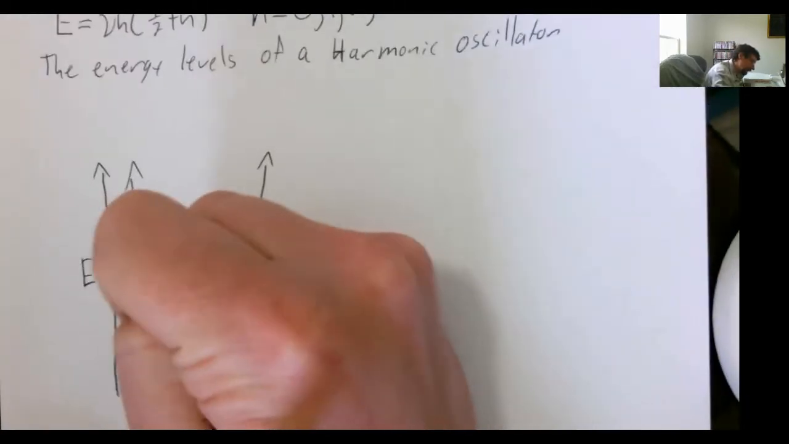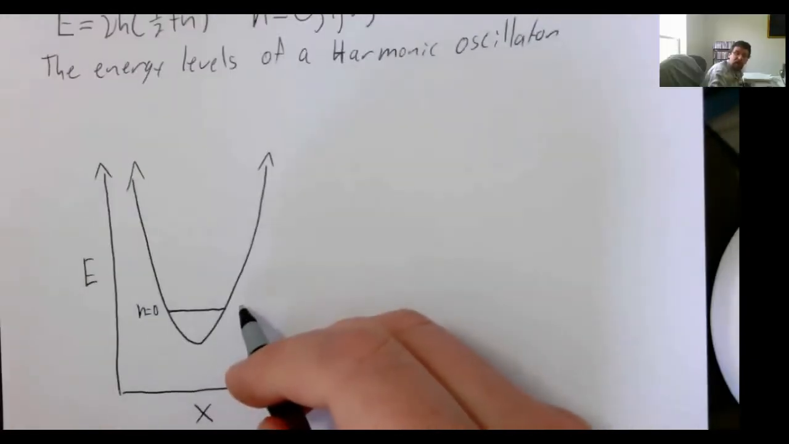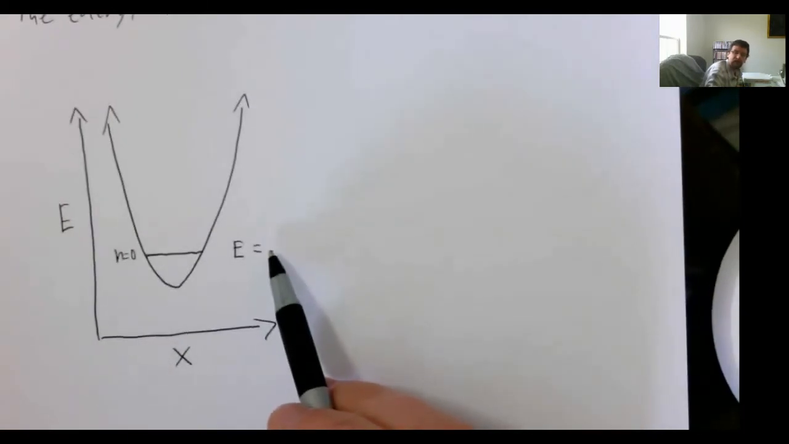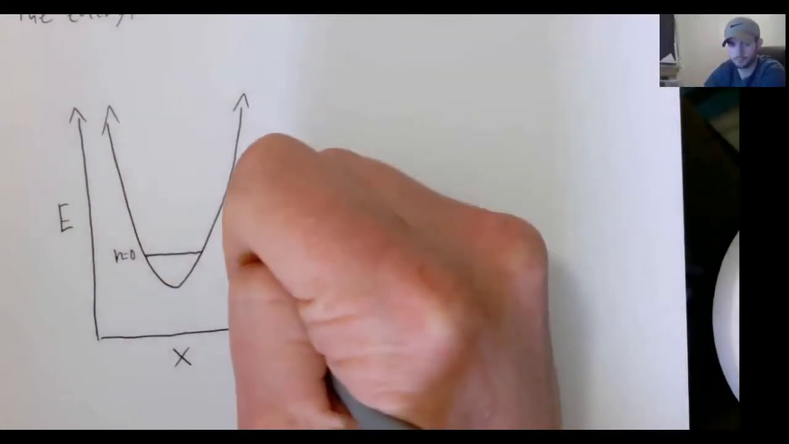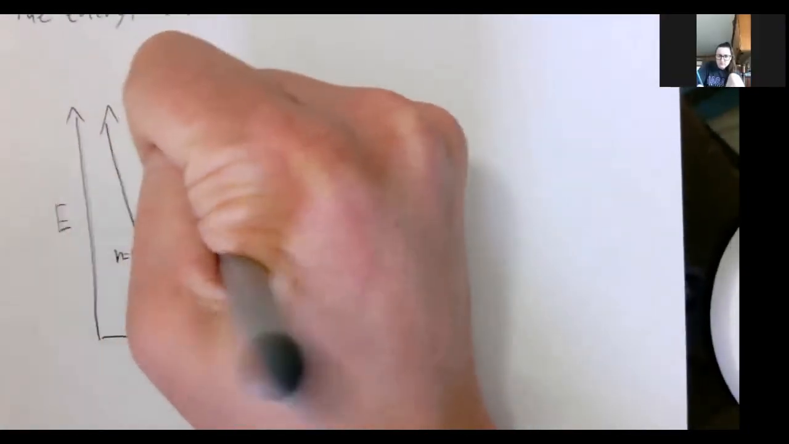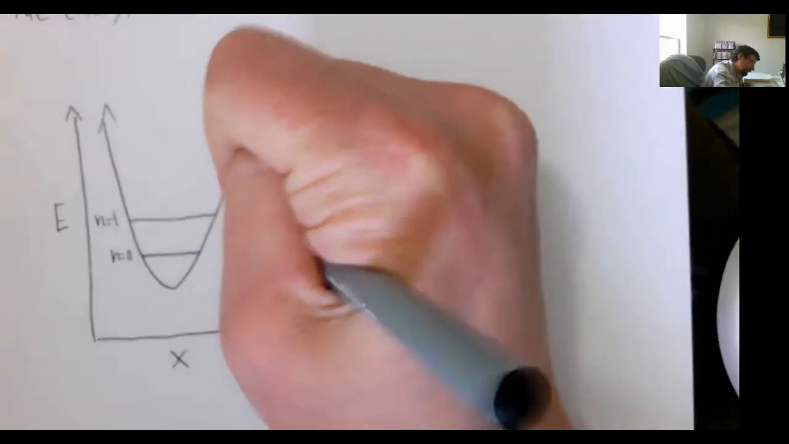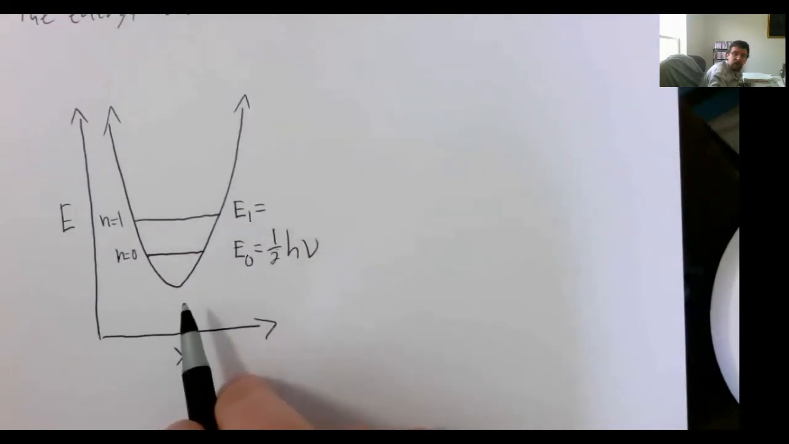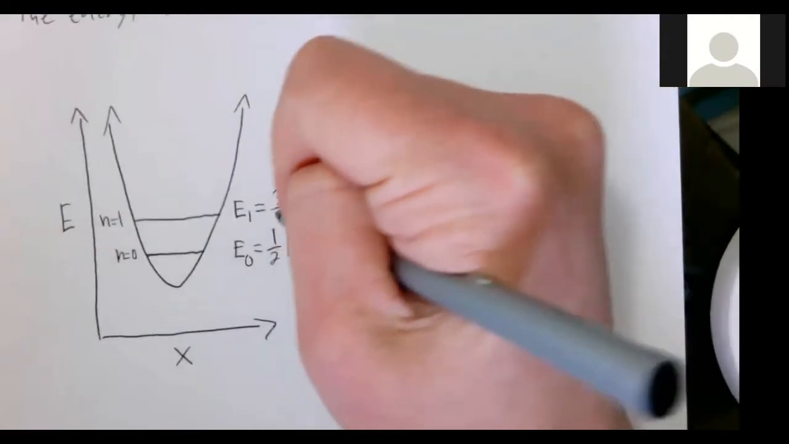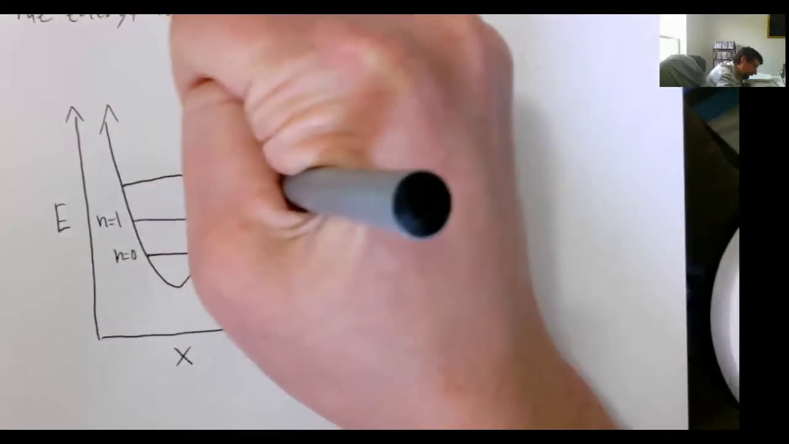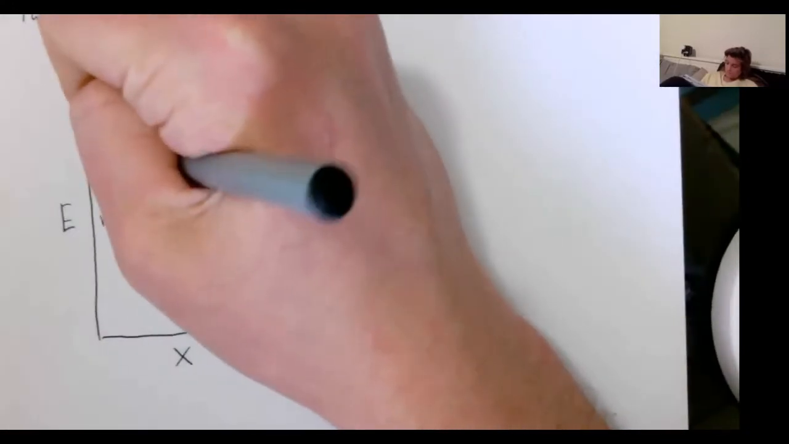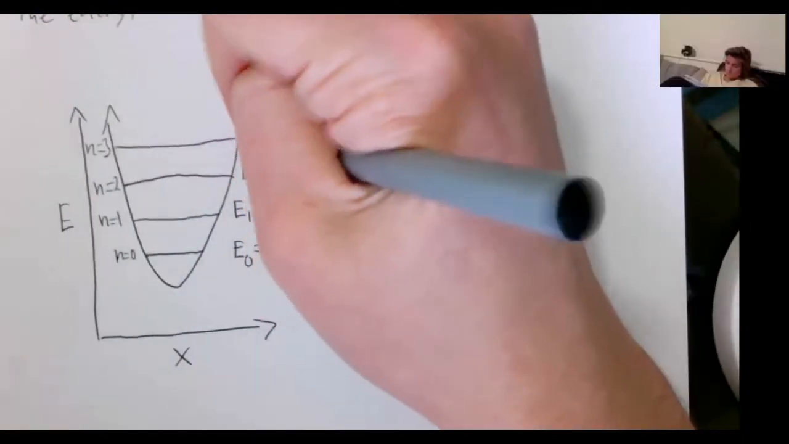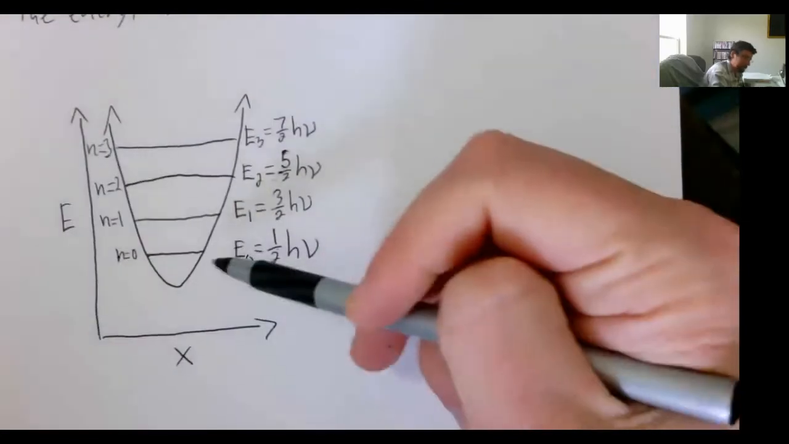So if we do n is equal to 0, we have a point that's here. What's that energy equal to for n is equal to 0? E is equal to, using this equation up here, 1/2 hv. We'll mark that as E sub 0. Next, we have n is equal to 1. What's the value of that going to be? 3hv over 2. n is equal to 2, 5/2 hv. n is equal to 3, 7/2 hv.